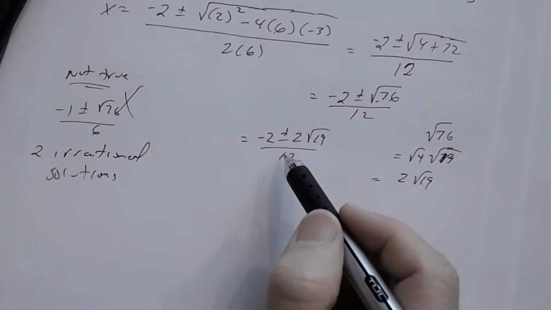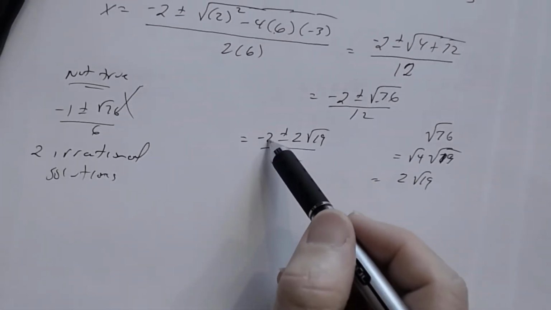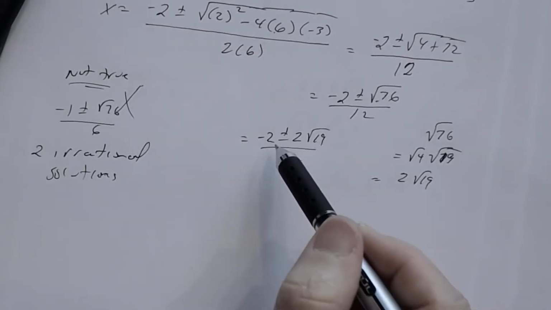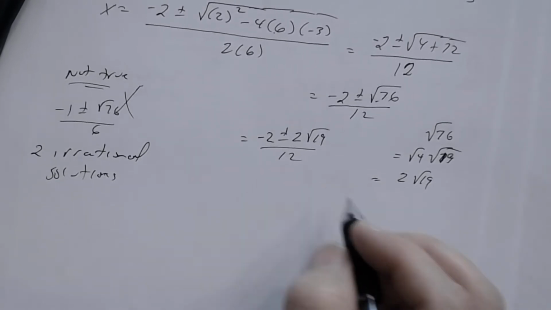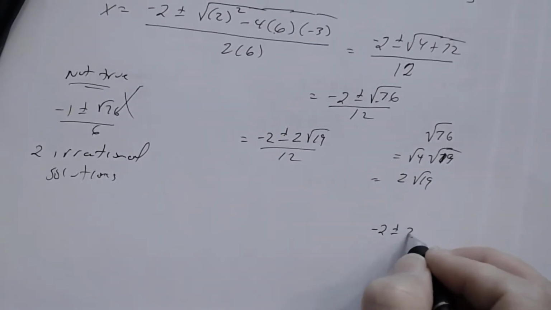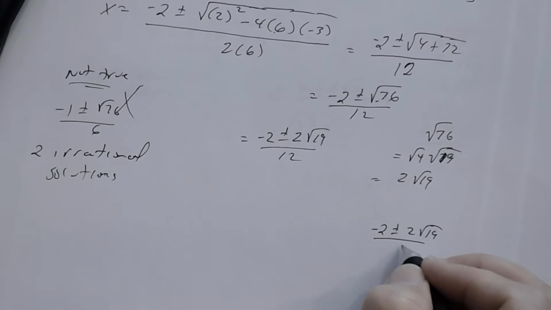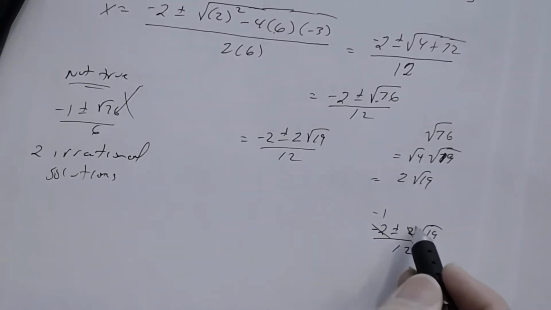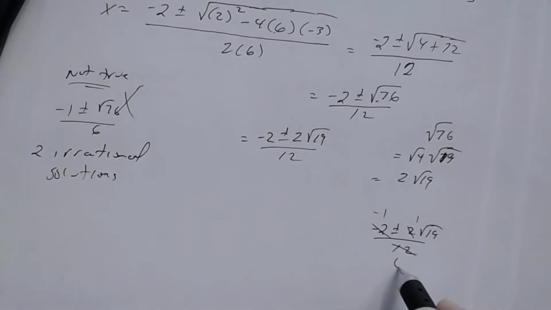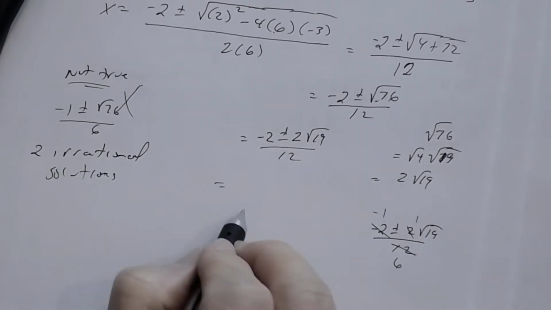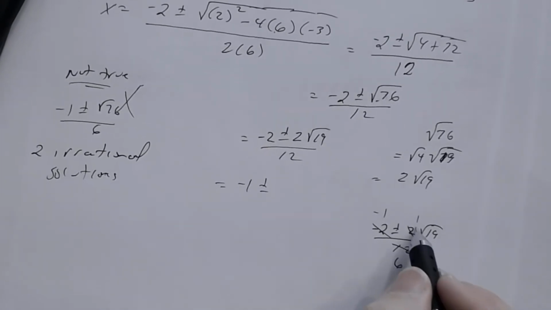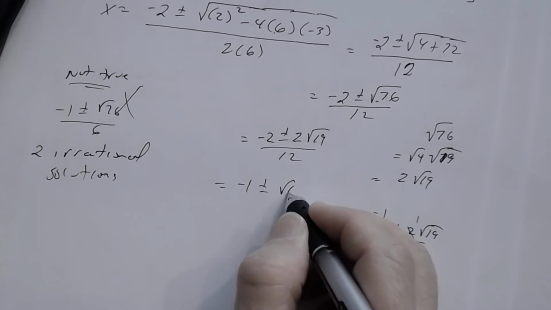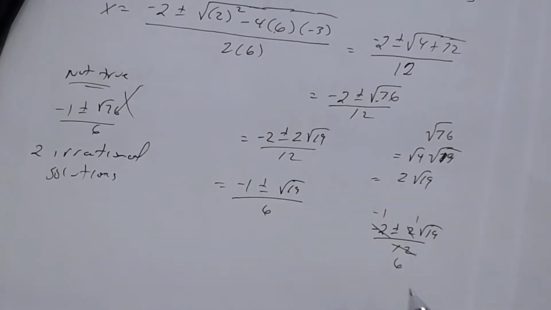Now don't leave it like this, because you do need to see that I can reduce the negative 2, the 2, and the 12. They're all divisible by 2. Let me go ahead and rewrite this. Negative 2 divided by 2 is a negative 1. 2 divided by 2 is 1. 12 divided by 2 is 6. So I get negative 1 plus or minus, and don't put 1 square root of 19, because 1 square root of 19 is just the square root of 19. So just write it like that, all divided by 6.